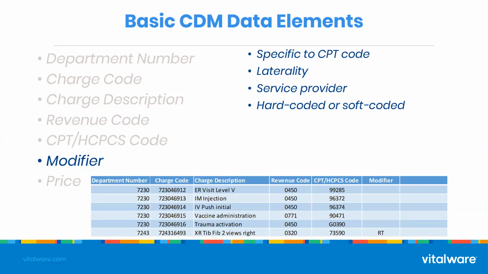And then another thing I wanted to point out here is there are modifiers that will bypass CCI edits and get payment for 2 services done on the same day. Those are the old 59 modifiers. A lot of the payers are still using those. Medicare switched over to the XS, the XU. And so those basically mean that these 2 services typically shouldn't be billed together, but in this particular circumstance, this is a special circumstance. It's a different body part or a different side or something separate and distinct.